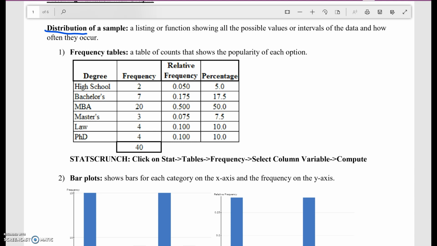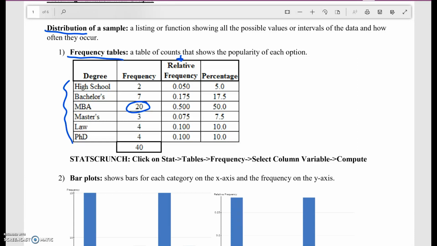So the most quick and easy way to do it is just with the frequency table. Frequency table is just a table of counts. So for example, we asked 40 people to tell us what is their highest degree. So this 20, for example, tells us that there's 20 people who have a highest degree of an MBA. Okay, so then this whole column will just tally how much of that category we have. Now this one right here is the relative frequency.